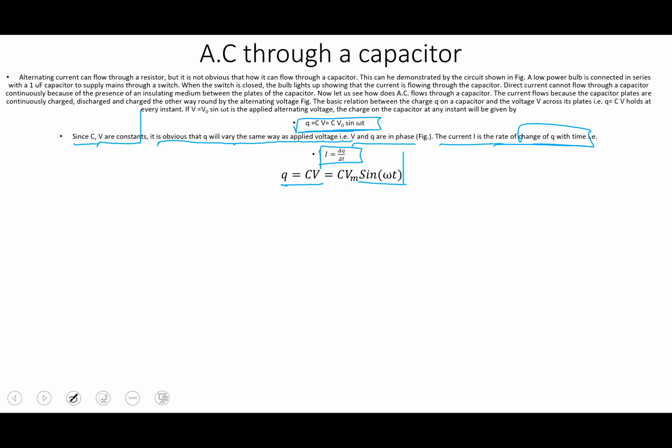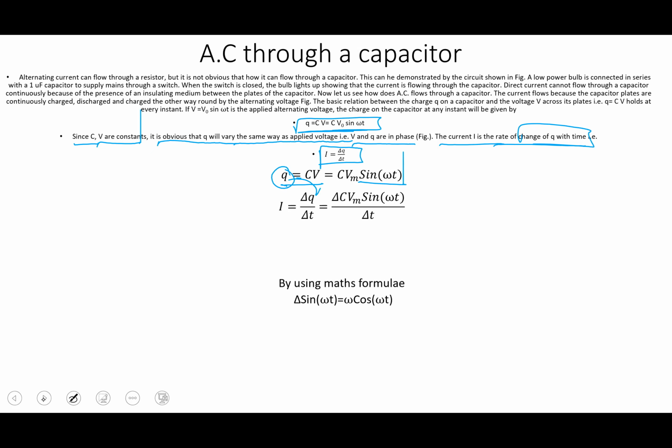Now Q is equal to C V maximum sine omega t, and we know that I is equal to delta Q by delta T, which is equal to Q. Instead of putting this Q, we put the value of Q in this equation. We get delta C V max sine omega t divided by delta T.